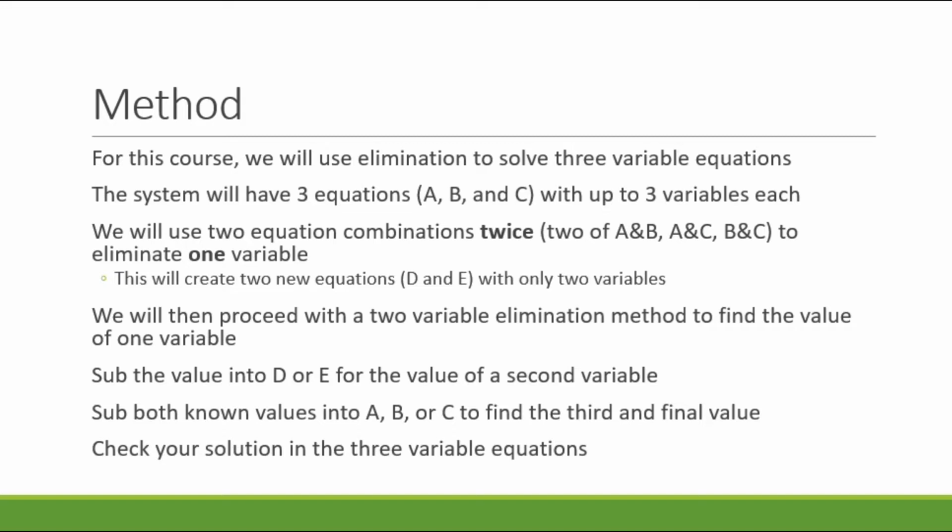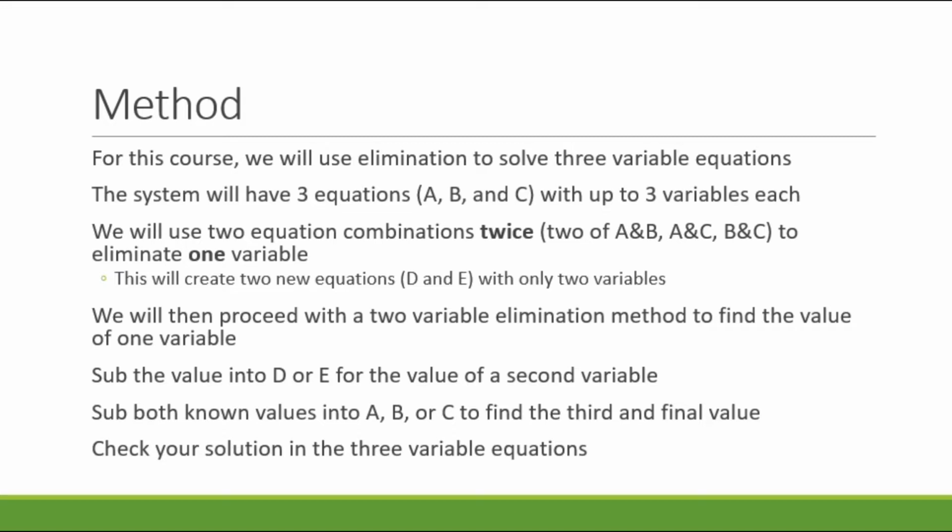Okay, so you're going to start with 3 equations. I'll call them A, B, and C every time. And they can have up to 3 variables. So you're going to take 2 equation combinations, right? You're going to pick 2 of them and eliminate 1 variable. And then you're going to pick 2 different equations and eliminate the same variable. Don't eliminate x, then go and eliminate z. You have to eliminate the same variable twice. You're going to create 2 new equations, D and E, and this will look like 2 by 2 elimination. You'll continue on.